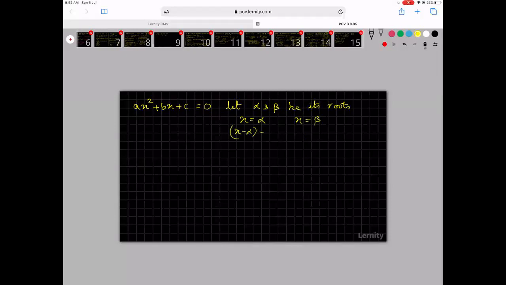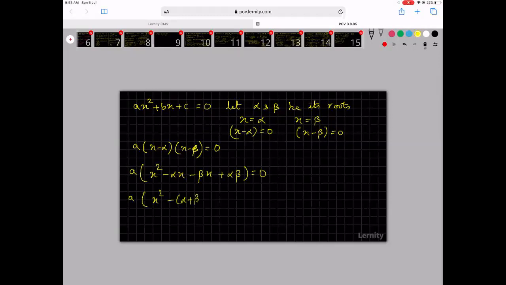That means x minus alpha is equal to 0, and x minus beta is equal to 0. That means the quadratic equation is written as a into x minus alpha into x minus beta, which is equal to 0. So now if I expand this, what am I getting? a times x square minus alpha x minus beta x plus alpha beta is equal to 0. That means a times x square minus alpha plus beta times x plus alpha beta is equal to 0.